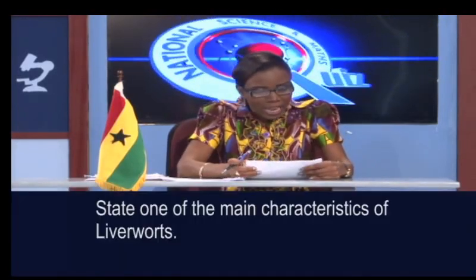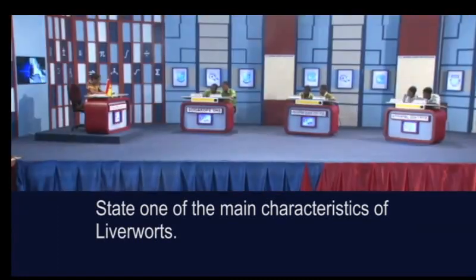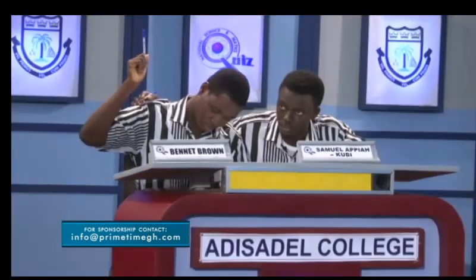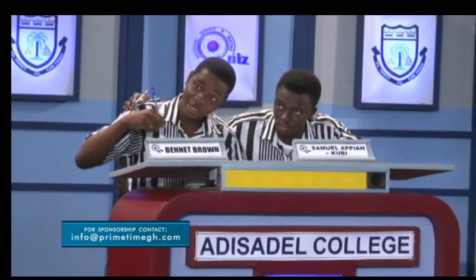Next is a single question to all three schools. I come to you, you give me a right answer, then I move on to the next school for the next right answer. No bonus. This is the question. State one of the main characteristics of liverworts. Adisadel. Yes, Bennett. They have unicellular rhizoids.